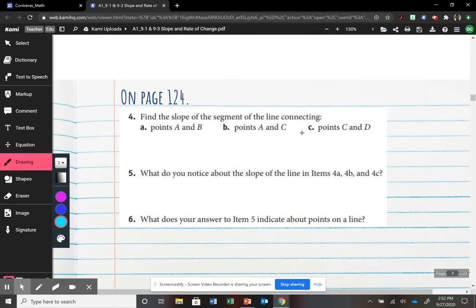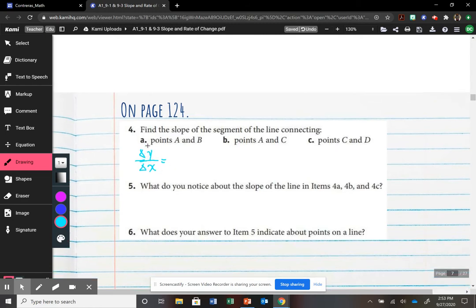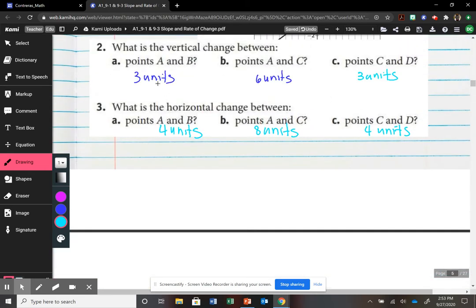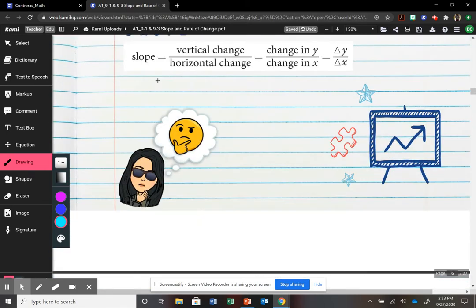Okay, so on page 124, we're going to find the slope of the segment of the line connecting points A and B. Okay, so we found the vertical change in A and B. So we're writing it in terms of change of y over the change of x. All right, so this is our vertical change and our horizontal change. Vertical, horizontal, right? So let's go up to where we had point AB. And what was our vertical change? It was 3 units.